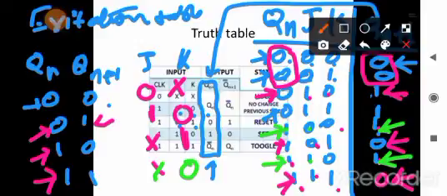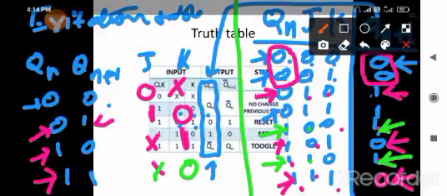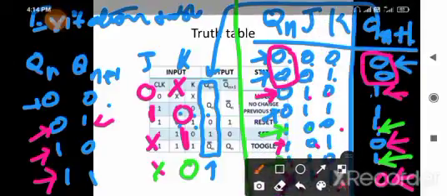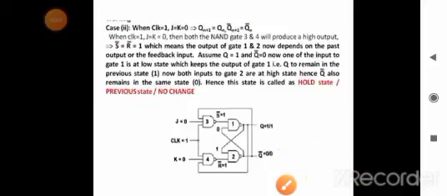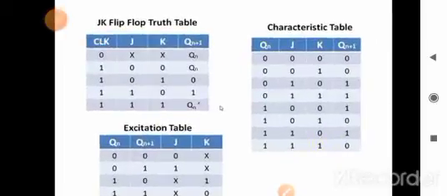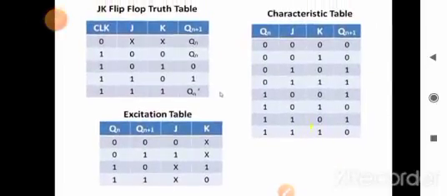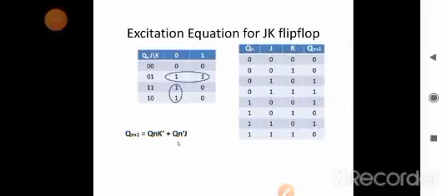Okay, so this is the truth table, this is the excitation table which you get here, and this is the characteristics table. I hope you understood about the excitation table and characteristics table, and if you have not understood, just watch this video once again and you will get the idea. So I will just show you the excitation table. So this is the excitation table, truth table and all for the JK flip flop. So next we see the excitation equation of JK flip flop.